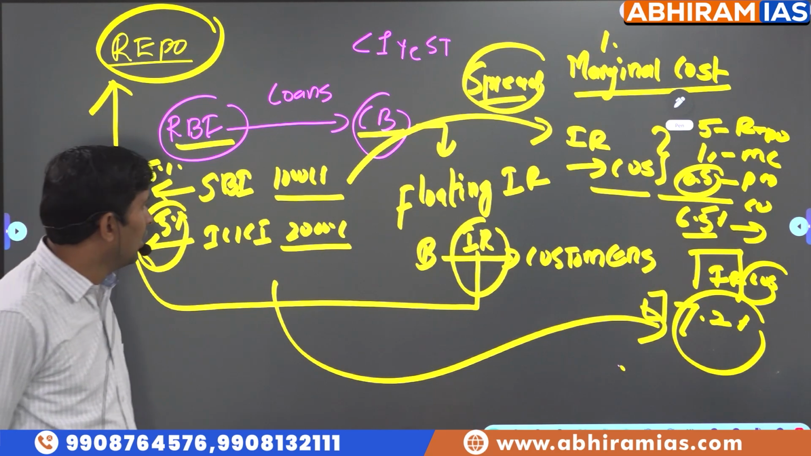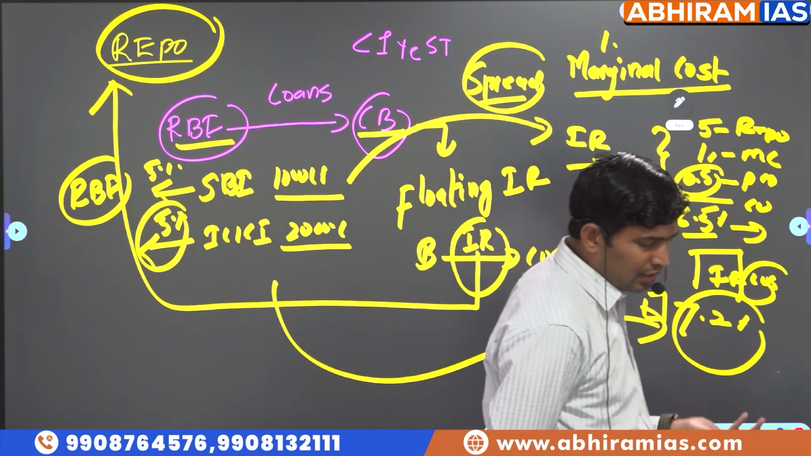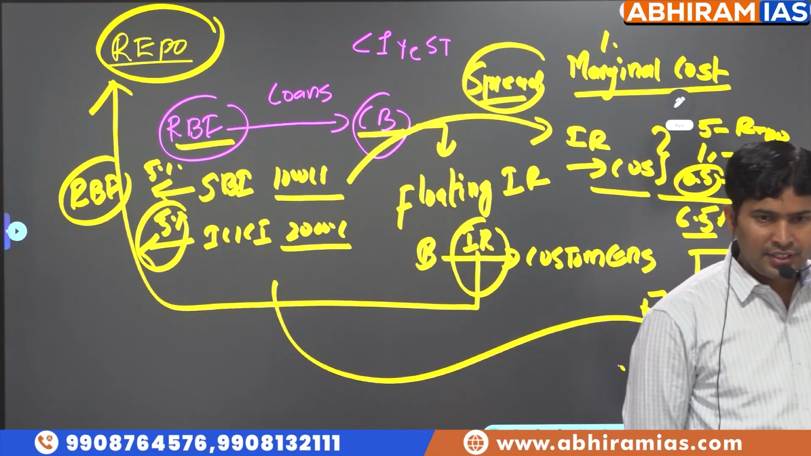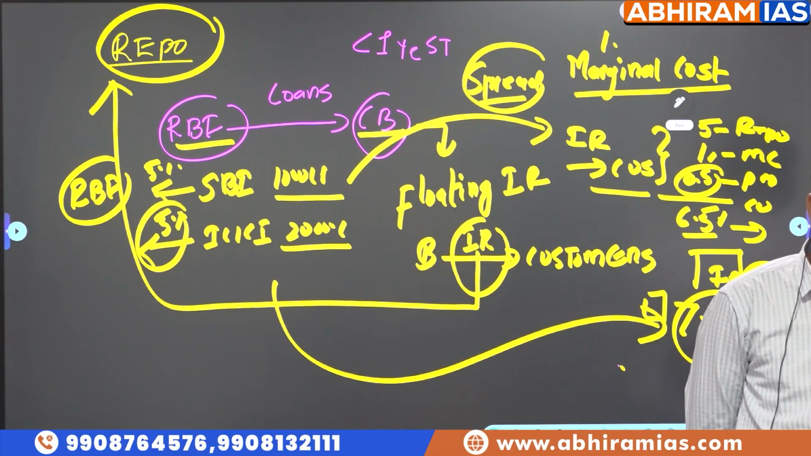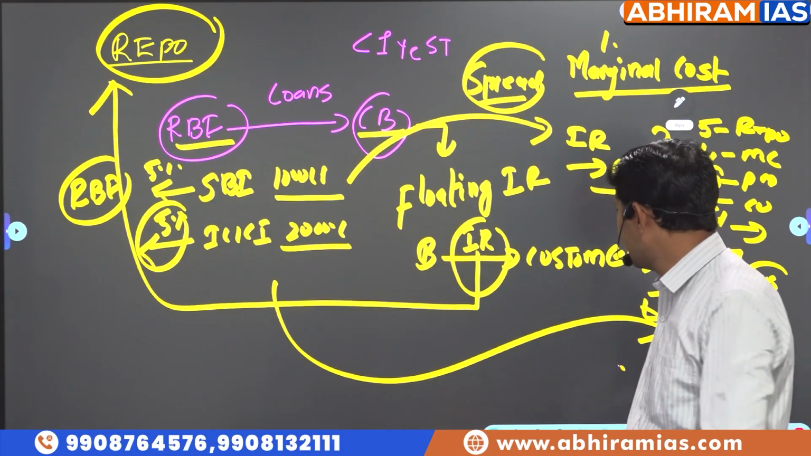Sir, why does the interest rate vary from customer to customer, from bank to bank? The answer is simple. Repo rate is the same, but marginal cost is different, profit margin is different. So if you understand, this is called the repo rate.